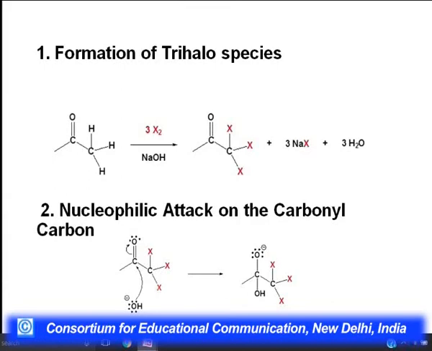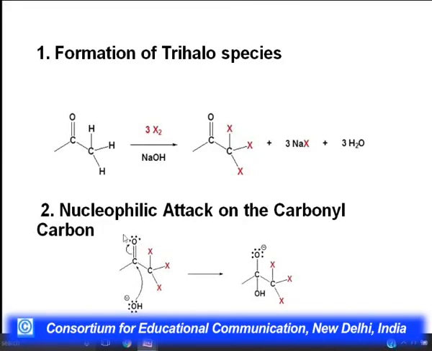Now let us look into the mechanism of the reaction. First, in basic medium, all 3 hydrogens are replaced with the halogen atom, resulting in the formation of a trihalo ketone. In this trihalo ketone, the trihalo group is a very good leaving group. In the next step, a hydroxide ion will come and react with this carbon, because this carbon is attached to an oxygen, and this oxygen will pull the electrons towards itself.